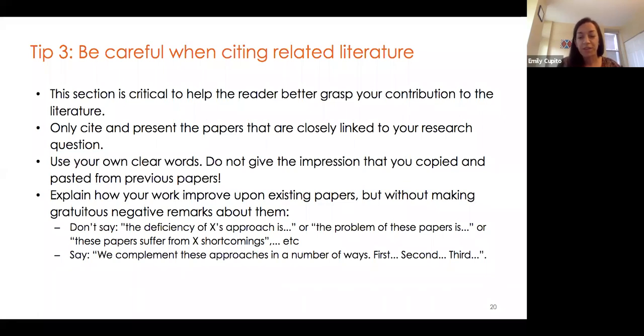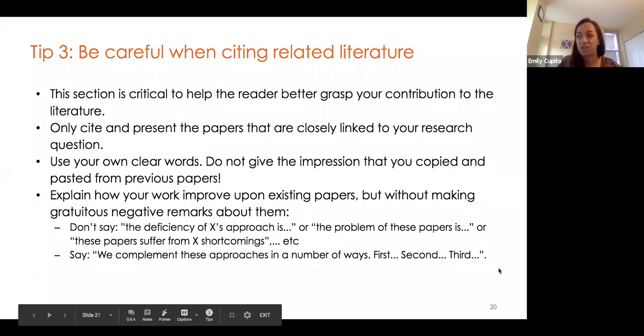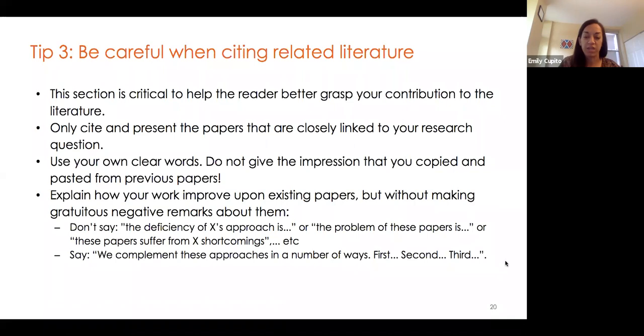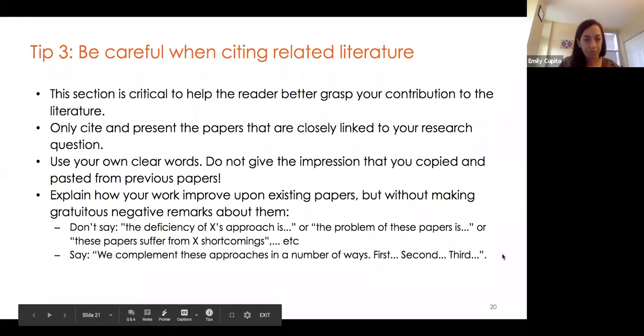Our final point on this is to not be overly negative. We think that there's ways to do this professionally. Certainly you can disagree with the conclusions that other people came to, but you can do that by saying that you're complementing their idea in some way, or you're building on their idea, or even that you're contradicting their idea in some way, but do that professionally rather than trying to tear apart other people's work.